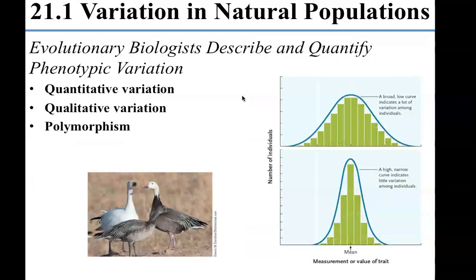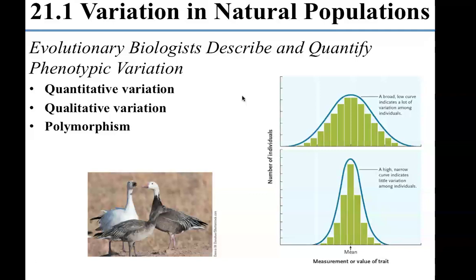On that note, let's talk about some categories of variation. So quantitative and qualitative variation. Quantitative variation is when individuals differ in small incremental ways. Okay, so if we were to take everyone in class and weigh everybody, we would see that probably no one weighs the exact same amount.